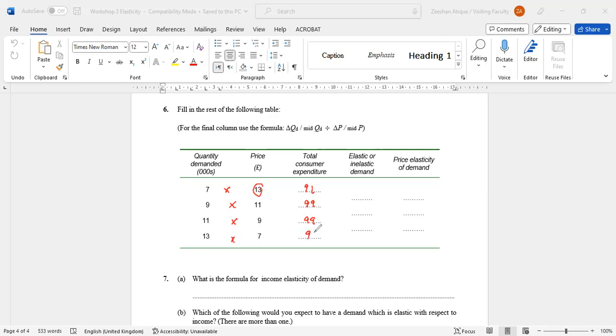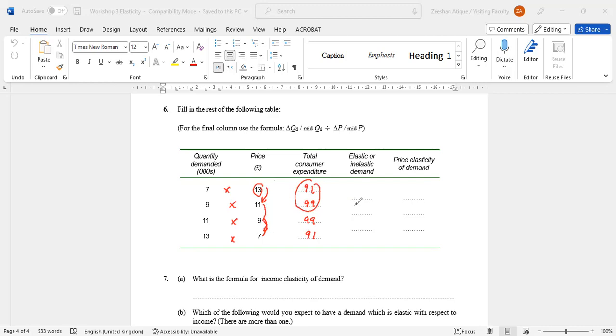Now you can see the decrease in the price from 9 to 7 will decrease your total revenue from 99 to 91. That information is quite enough to tell you whether the price fall is elastic or inelastic. The decrease from 13 to 11 is elastic. From 11 to 9, this is unitary elastic. And from 9 to 7, this is the inelastic region of the demand curve.